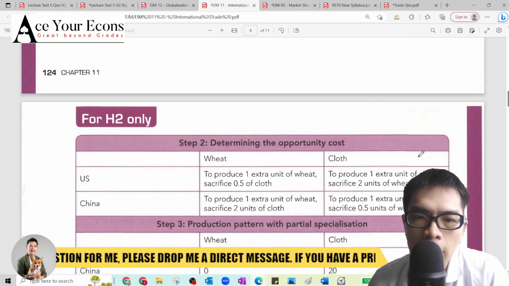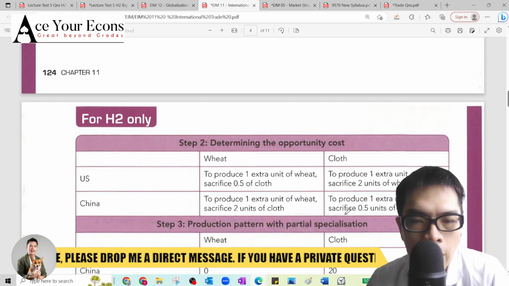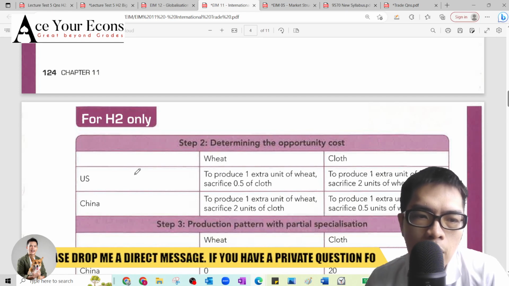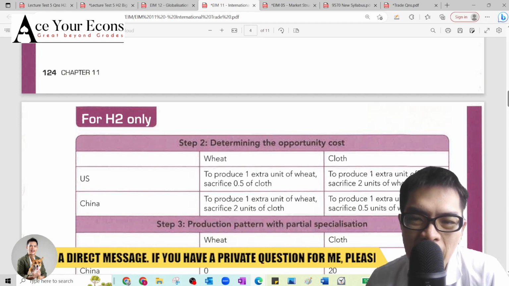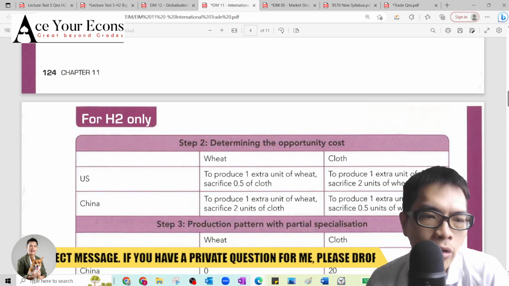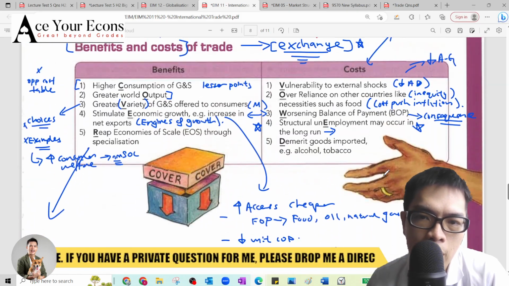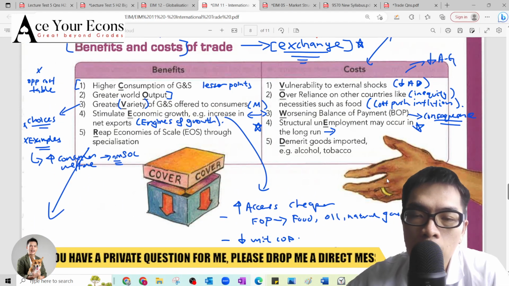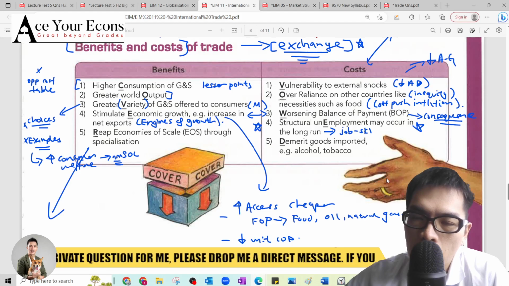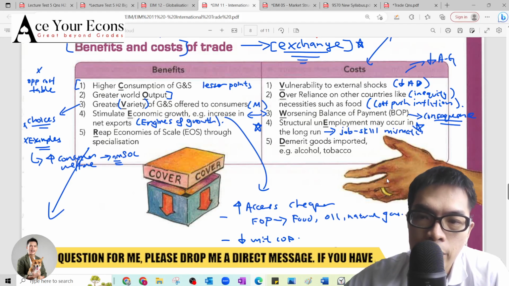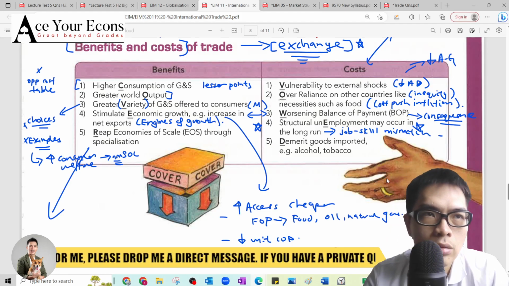You can see that US is going to have a CA in wheat, China CA in cloth. So in other words, US is going to de-emphasize cloth, focus on wheat, and they're going to import possibly cheaper cloth from China. So the cloth industry in United States will possibly be affected by structural unemployment. So make sure you're able to illustrate how jobs are displaced because of job skill mismatch as a result of trade. So no trade, no marks for this.